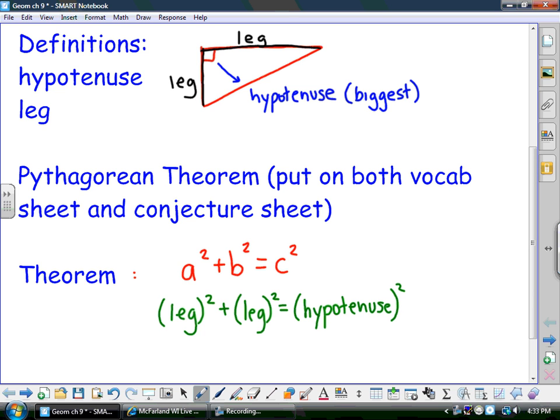That way it's really, really clear that it's the hypotenuse that's the side that needs to be all by itself in the theorem. You need to copy that over onto both your vocab sheet and your conjecture sheet. And then we'll look at a couple examples quick. We can put these on the back of your gold sheet.